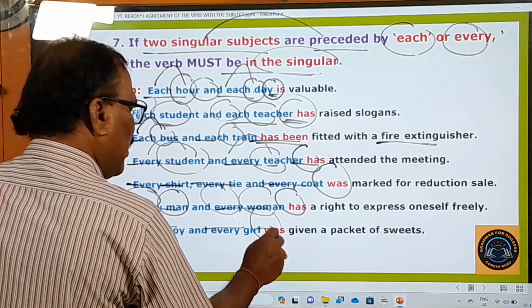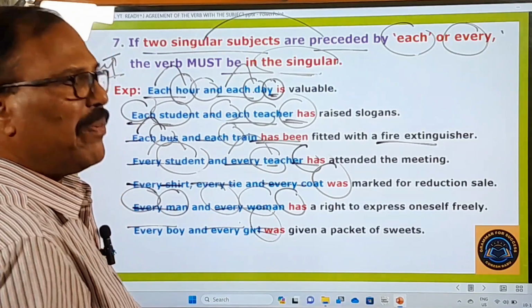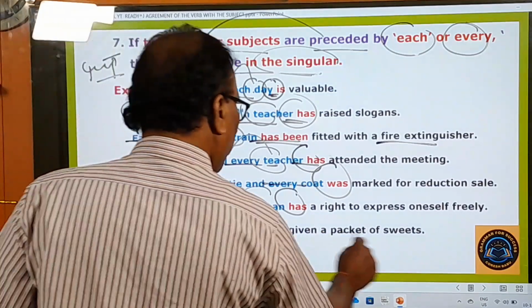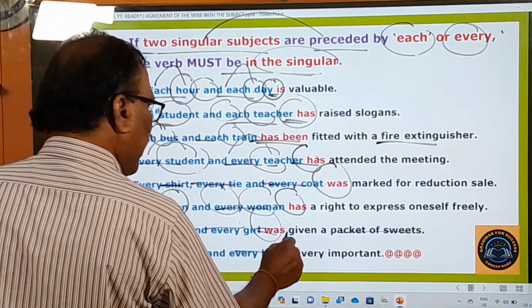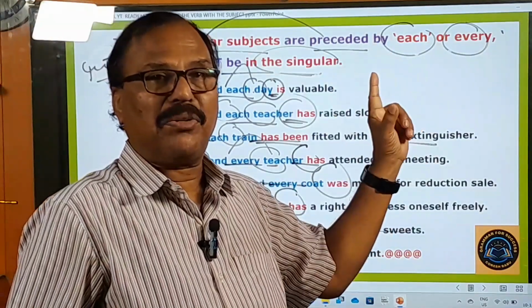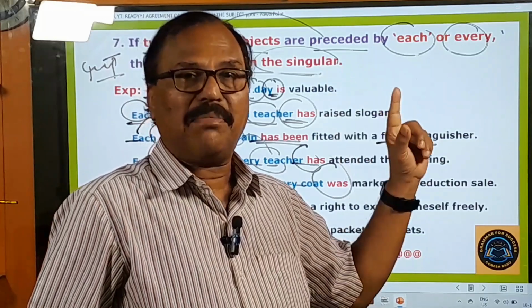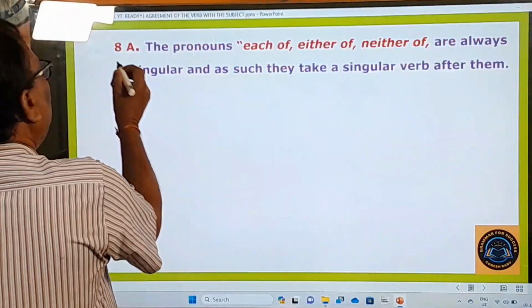So every, then it becomes a singular subject, and therefore you use a singular helping verb or a main verb. Given a packet of sweets. Okay, last example, every minute and every hour is very important. So in this way, this is a very important rule from all your competitive examinations point of view. Right, now let's go to the next rule.